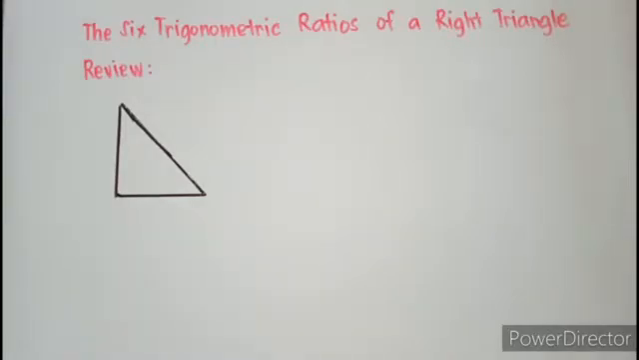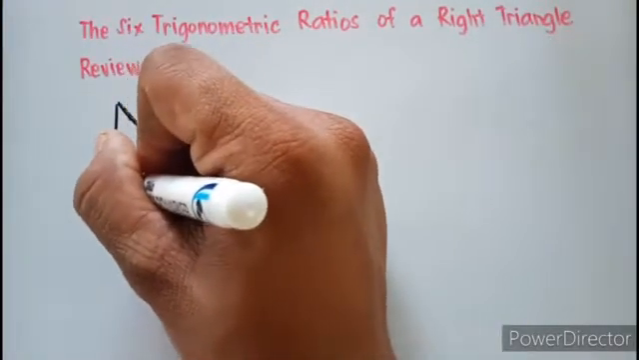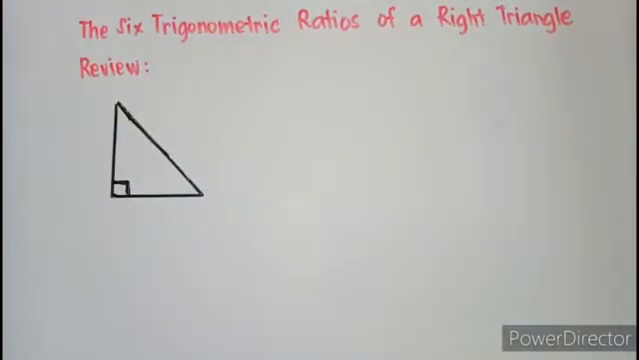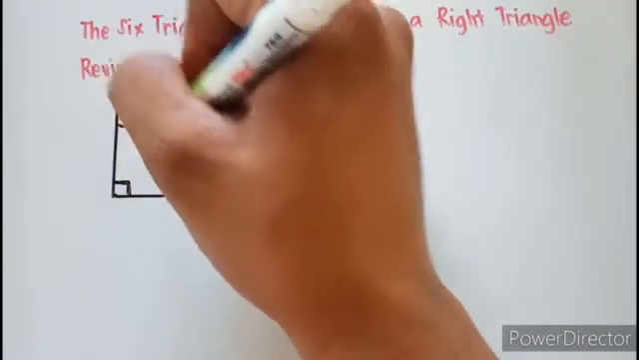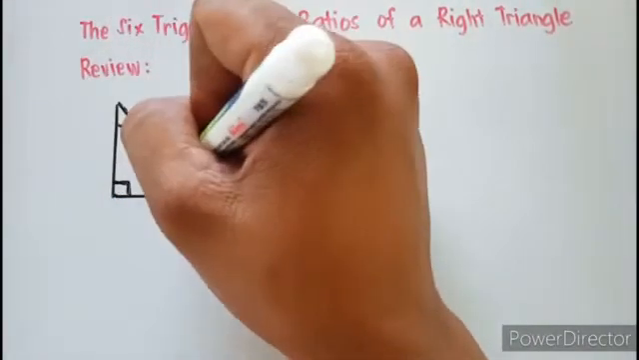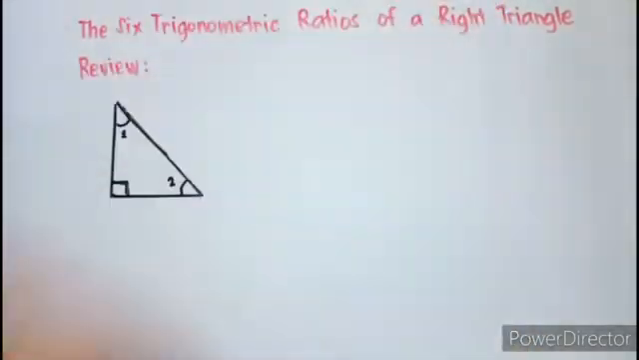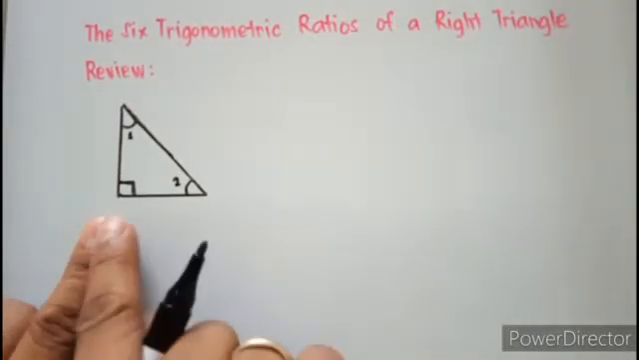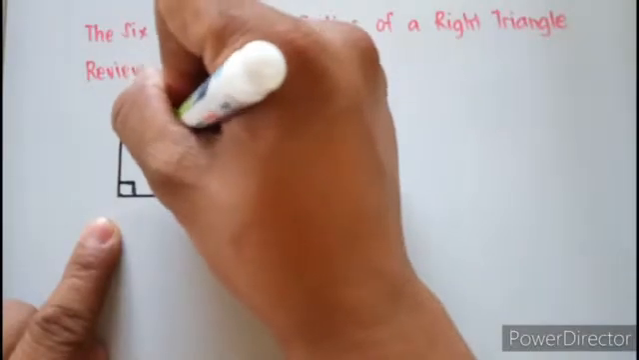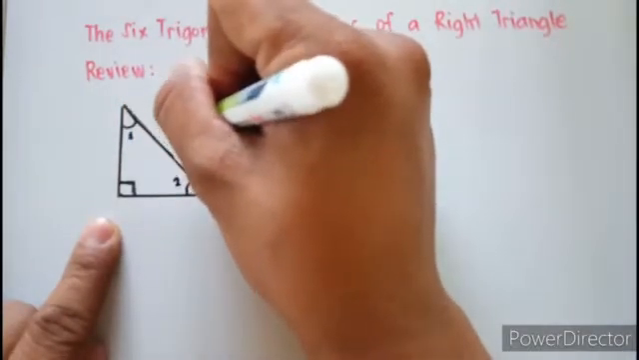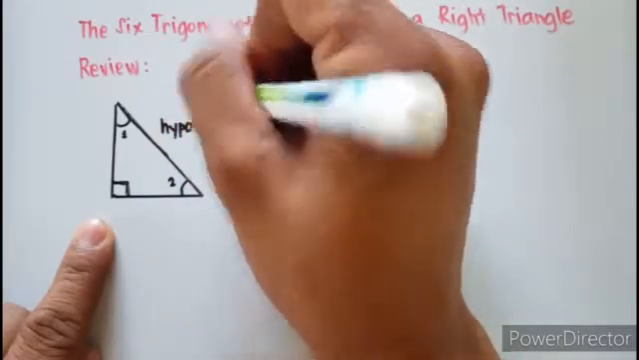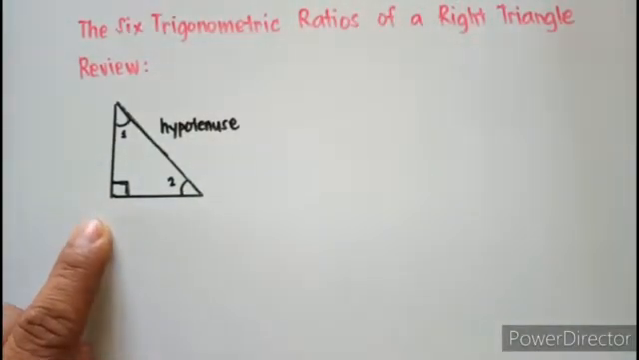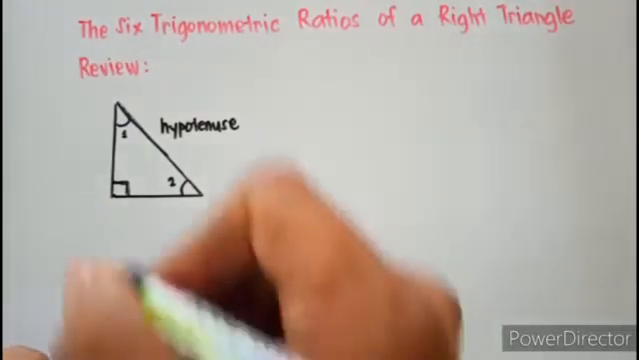So let us have our review. This is a right triangle. This small square represents that the triangle has a right angle. In a right triangle, we have two acute angles: angle 1 and angle 2, and 90 degrees. Opposite our 90 degrees is what you call the hypotenuse. The two other sides of the triangle are called the legs.